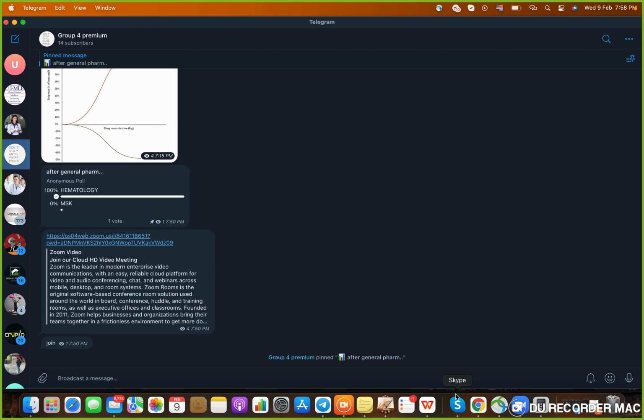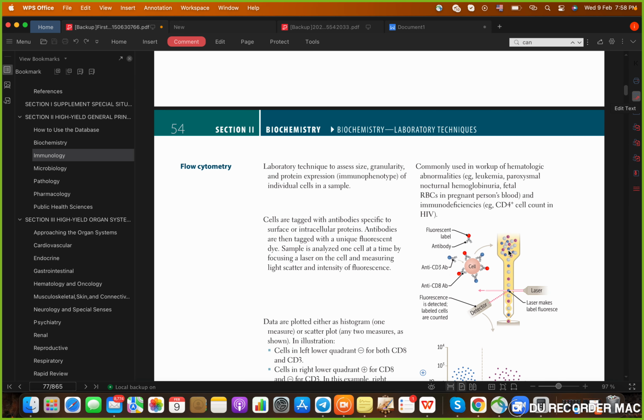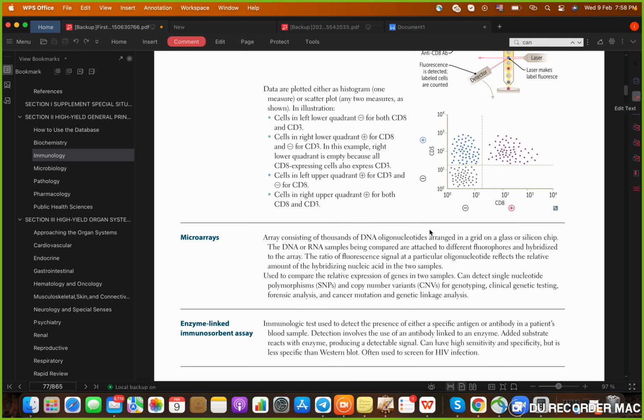It's your choice. So the next thing we have here is fetal RBCs in a pregnant lady's blood, for you to check if there is some type of mixing of the blood. And for immunodeficiency, for example, it helps you to quantify the CD4 count in HIV, which is super, super important.